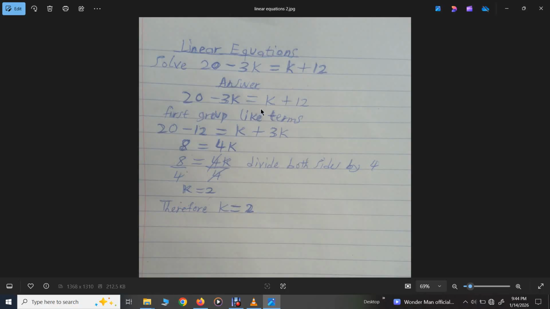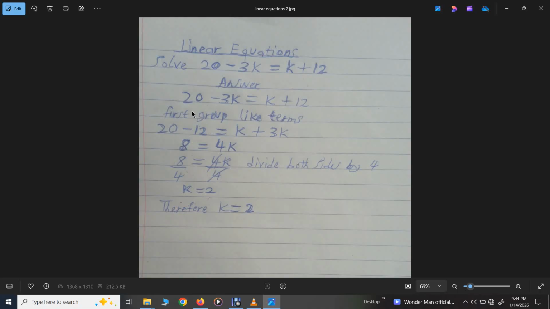And note that whenever a term crosses an equal sign in linear equations, its sign changes. If it is a positive term, it changes to a negative term, and if it is a negative term, it changes to a positive term. So with this one, we are going to group all the algebraic terms at the right hand side, and all the constant terms at the left side.